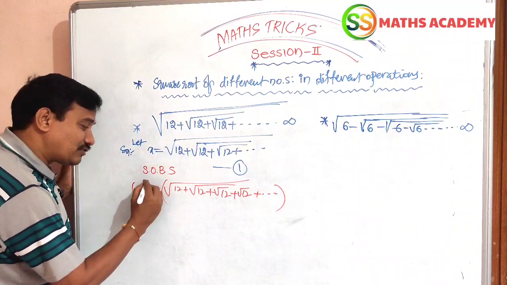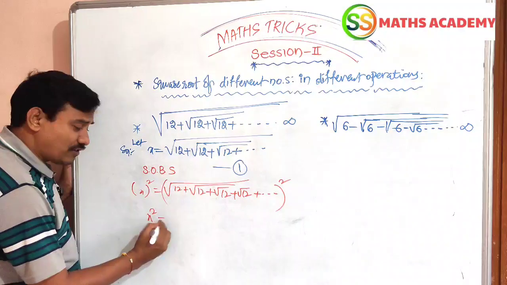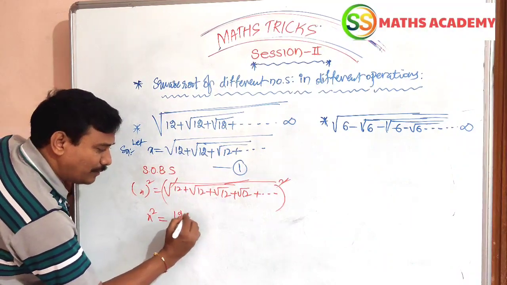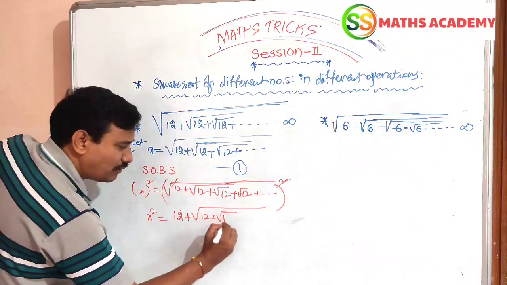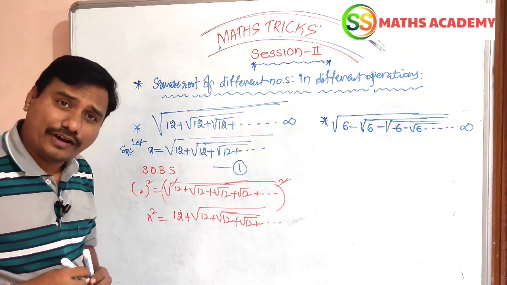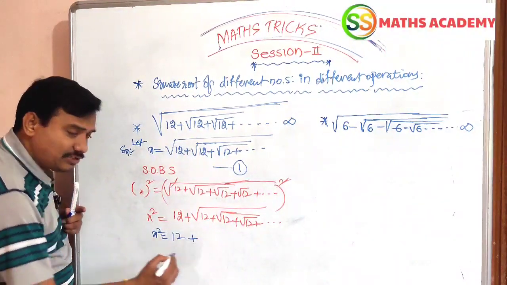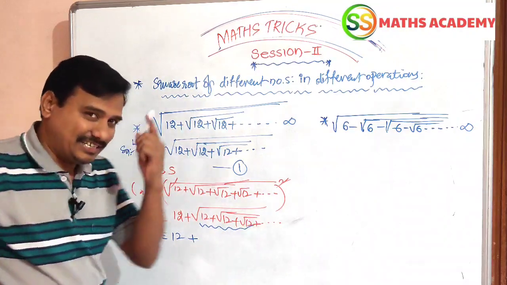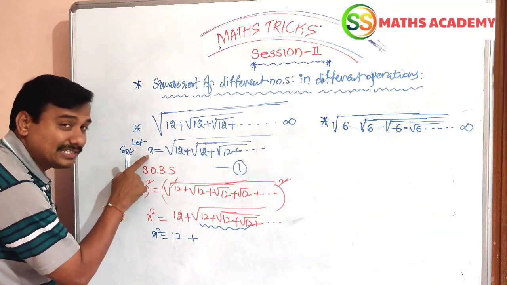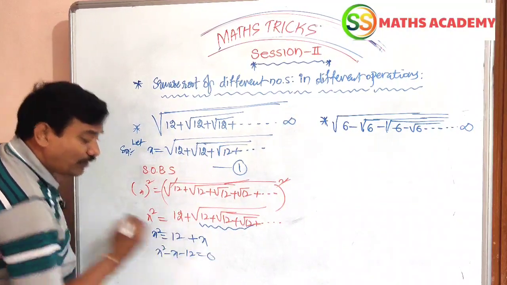Yes, squaring on both sides, LHS and RHS. Usually we should get x square, and this first root gets cancelled. I should get 12 plus square root of 12 plus square root of 12 plus square root of 12 and so on. It is clear. And dear friends, you should observe, now x square is equal to 12 plus, you have to write as it is, dear friends. Now this value is nothing but x only. Yes, substitute it all, put it at the left side, it becomes a quadratic equation.